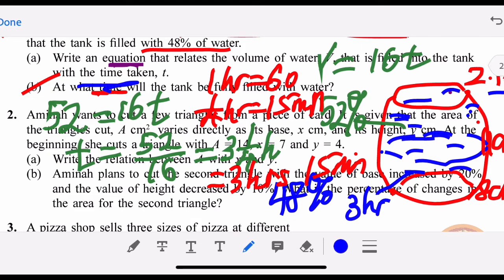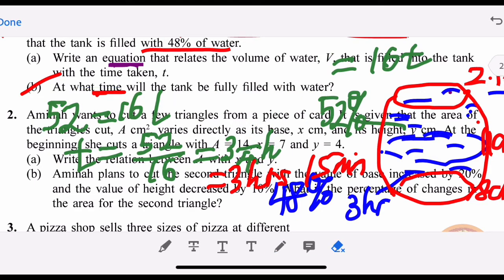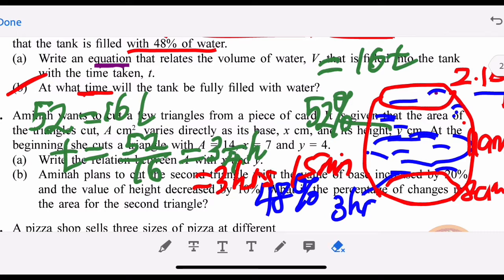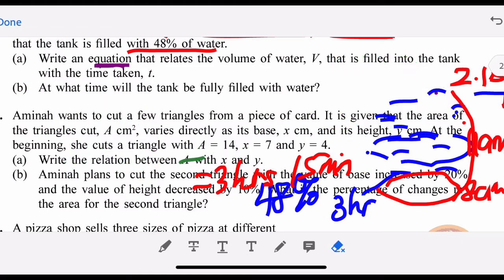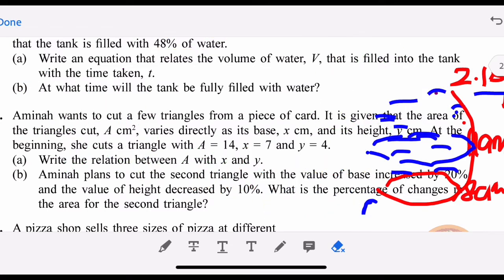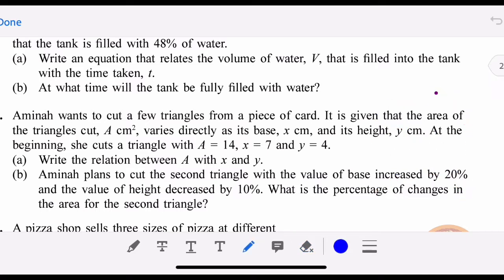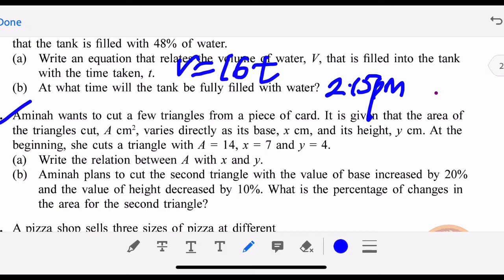Alright, so let me write the answer for you. You have to show the proper calculation, the working, to support your answer, right? So this one is 2:15 p.m. This is V equal to 16t. Okay, we have solved number 1.